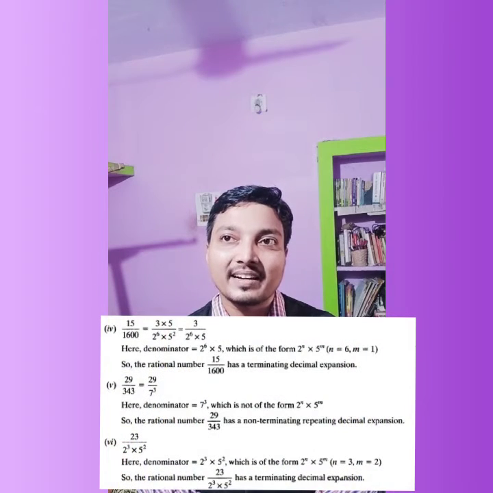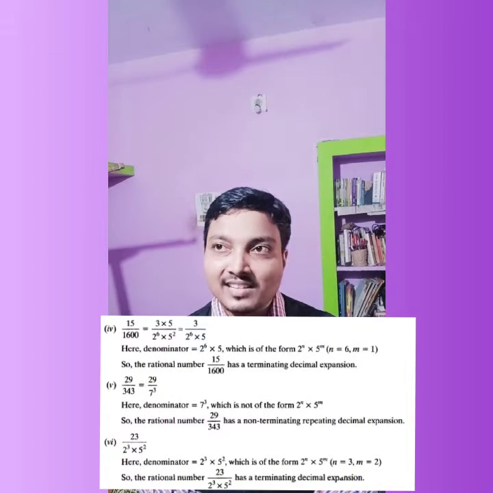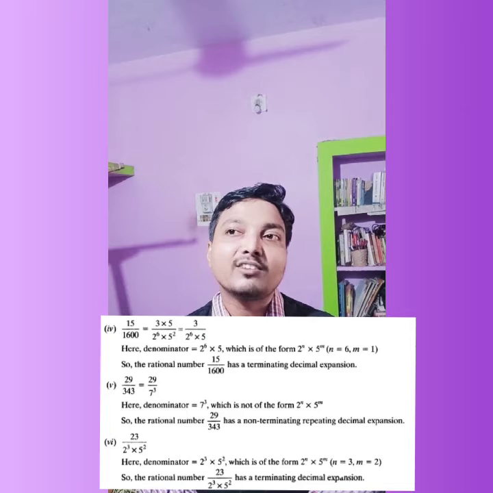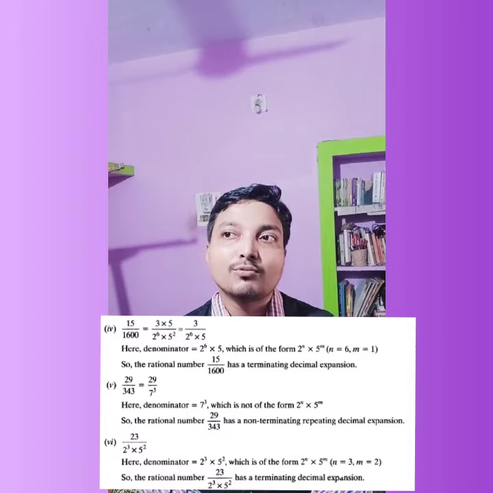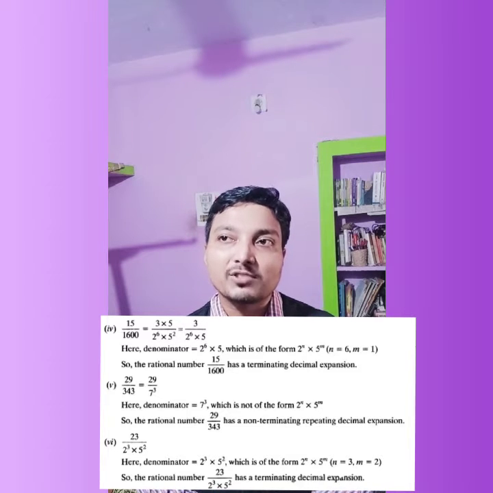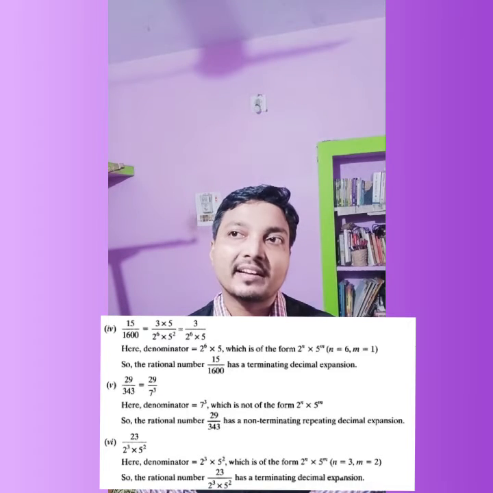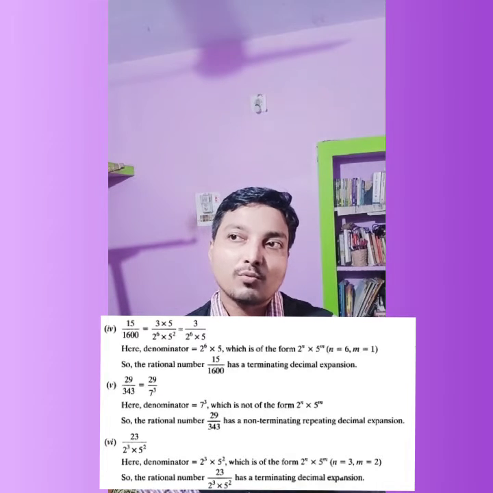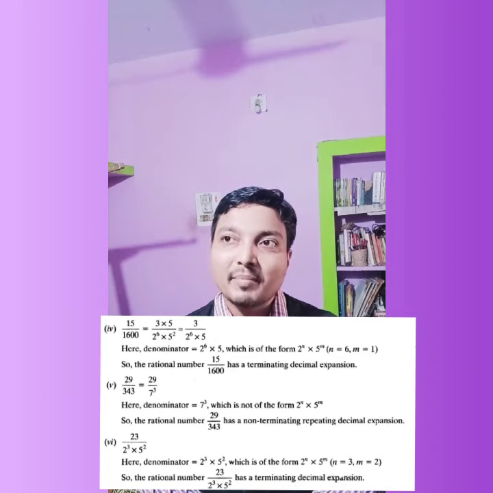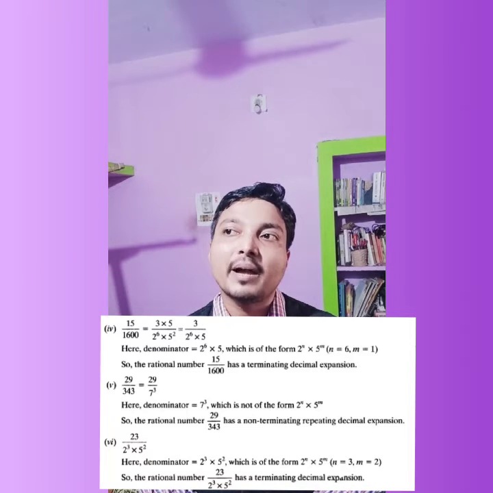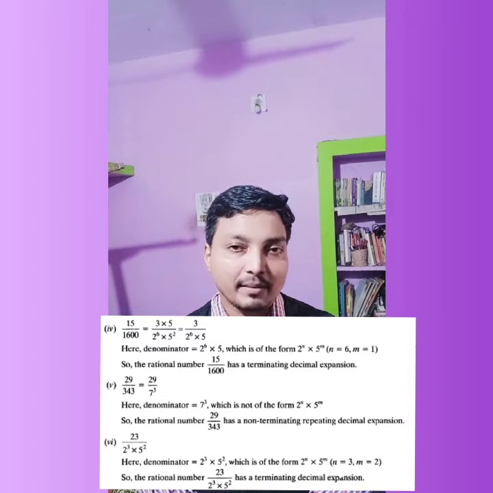Next one is 15 divided by 1600. Here 15 can be factorized as 3 into 5 on top, and the denominator can be factorized as 2 to the power 6 into 5 square. The upper one has the factor 5, and the lower one also has the factor 5. So the 5 can be cancelled. After simplifying it becomes 3 divided by 2 to the power 6 into 5.